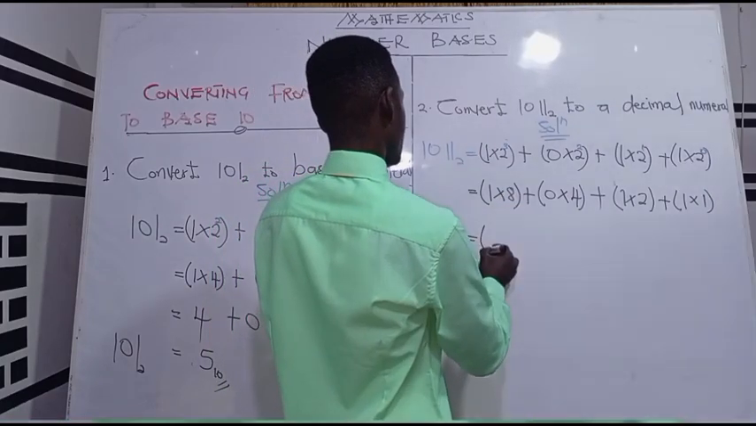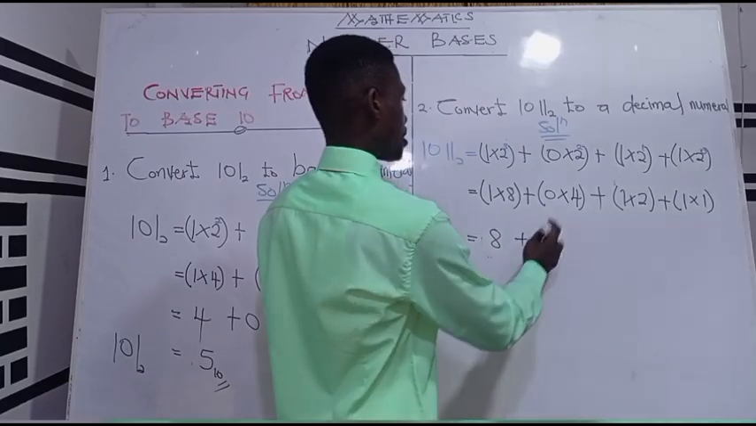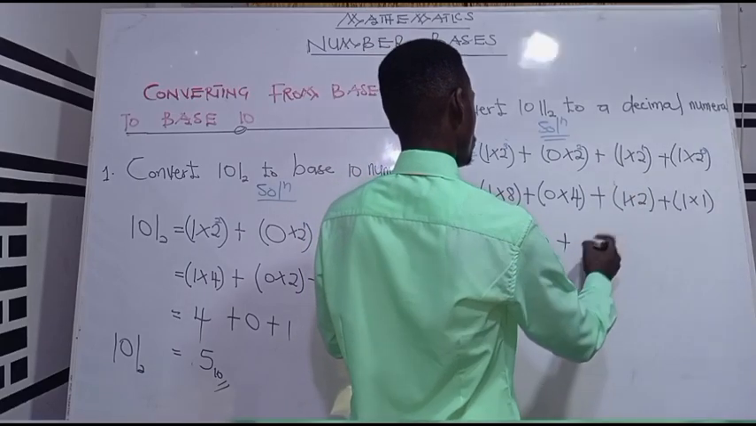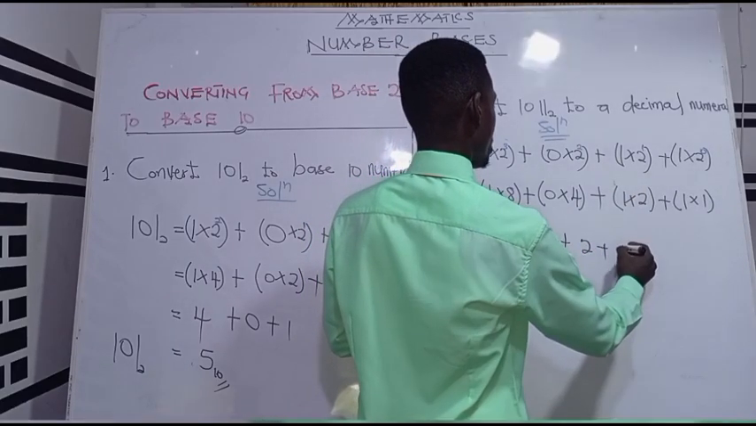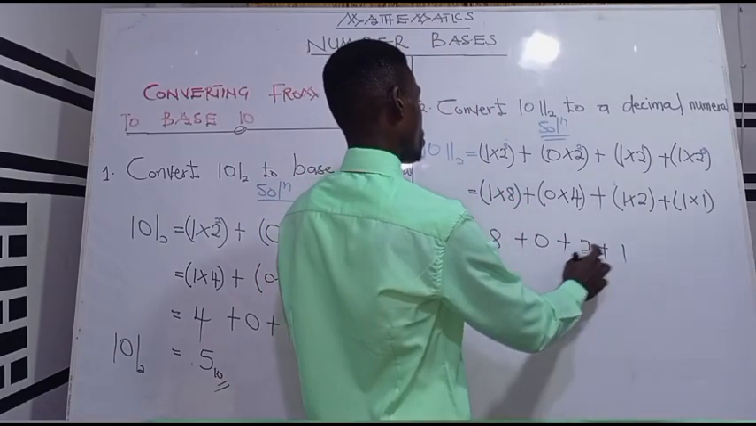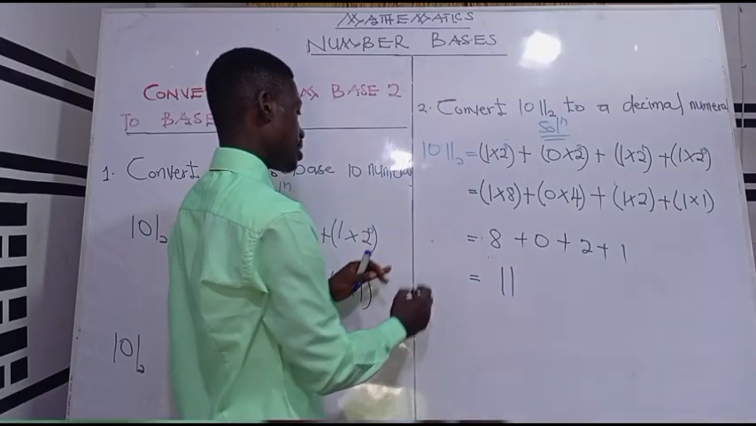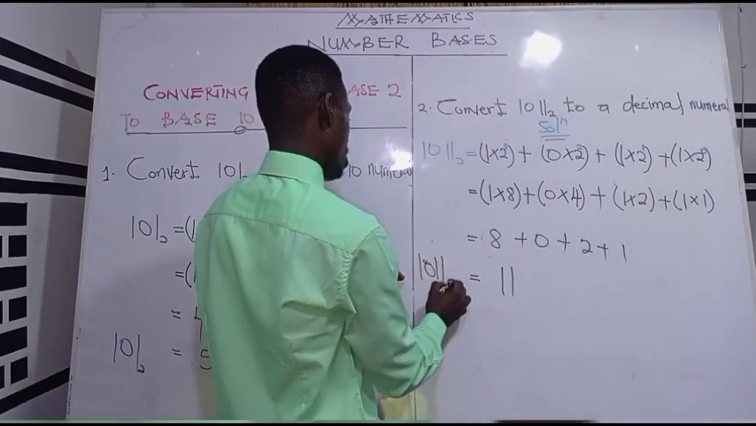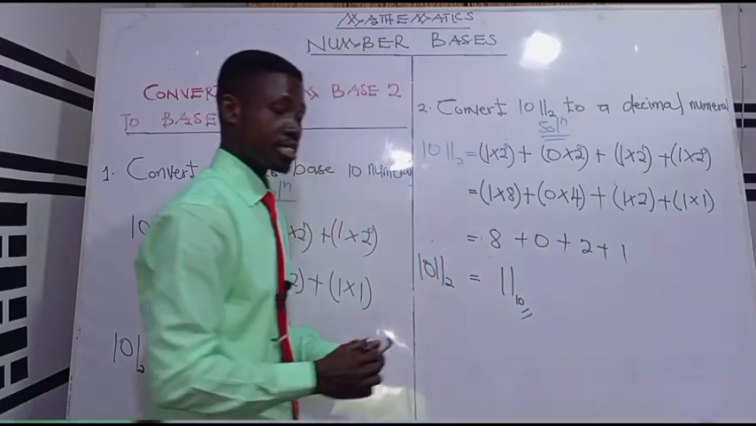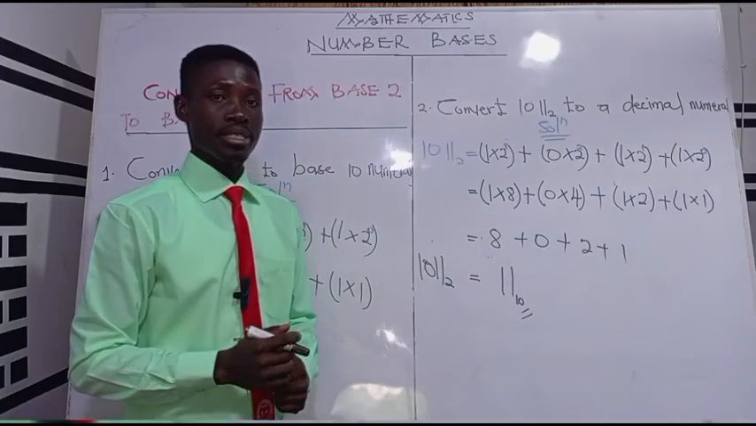So we have 1 times 8, we have 8. Plus 0 times 4 will give us 0. Plus 1 times 2 will give us 2. 1 times 1 will give us 1. So this gives us 8 plus 0 plus 2 plus 1, 10, 11. So it gives us 11. So therefore we can say that 1011 base 2 is equal to 11 base 10. Very simple. And I guess we're able to get 11 base 10.